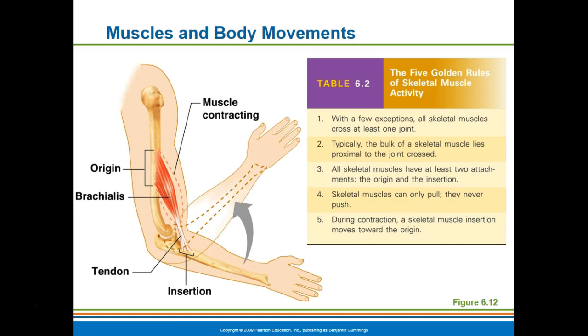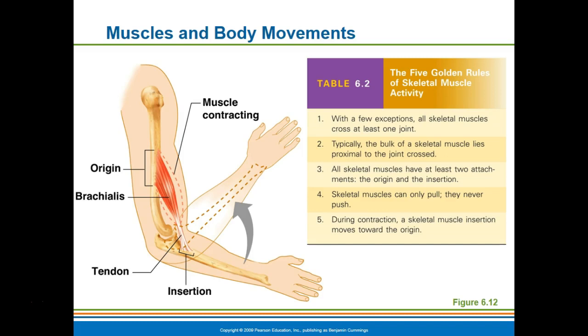All skeletal muscles have 2 attachments, and that enables them to shorten. They'll have the origin and the insertion. Skeletal muscles only pull. They do not push. This is because, as we talked about today, the skeletal muscles are going to contract and they're going to get shorter. When the muscle contracts and gets shorter, it will pull and it will not actually push. So they're only going to pull and get shorter.